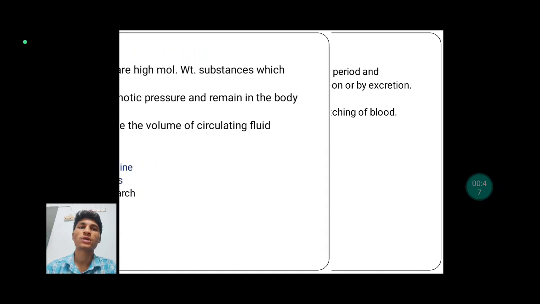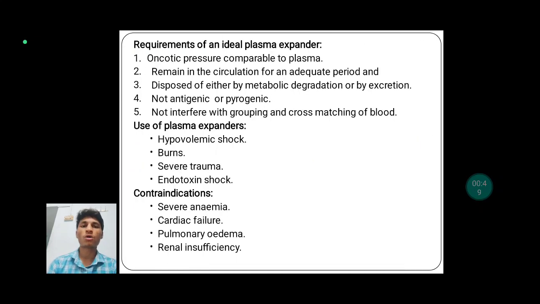First we talk about the ideal plasma expander. An ideal plasma expander has an oncotic pressure comparable to the plasma. Second, it remains in the circulation for an adequate period. Third, it has metabolic degradation or excretion. Fourth, it is non-antigenic and non-pyrogenic. Next, it does not interfere with grouping or cross matching blood technique.